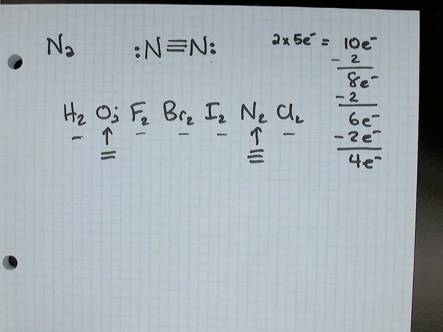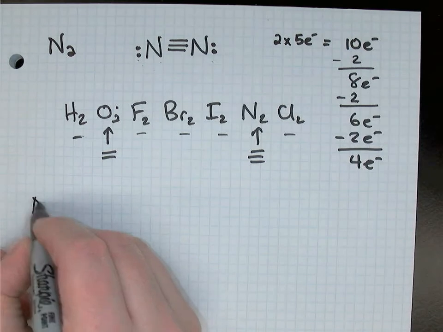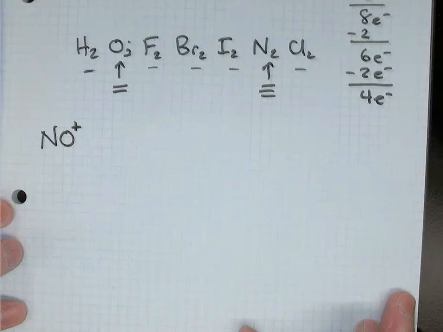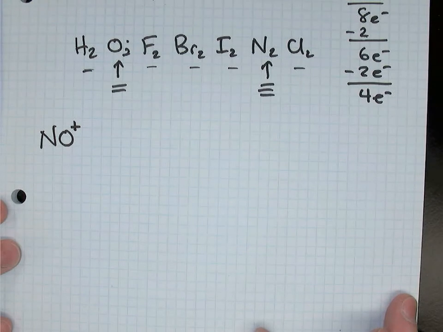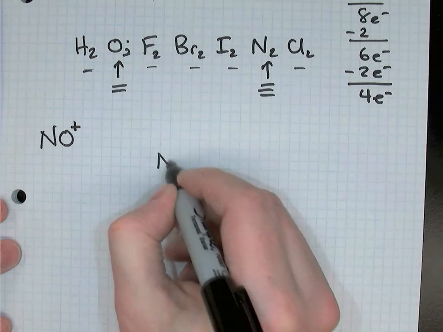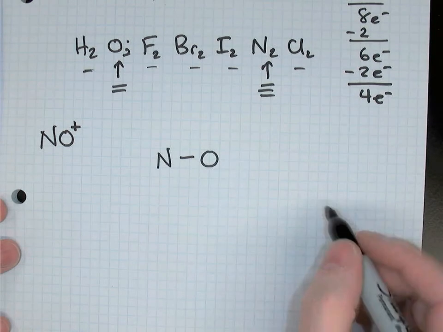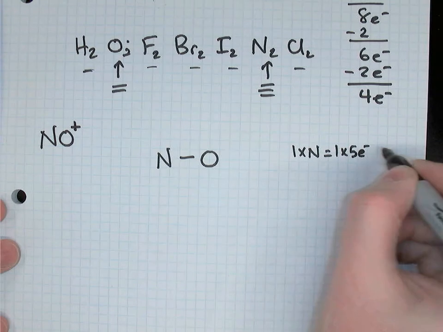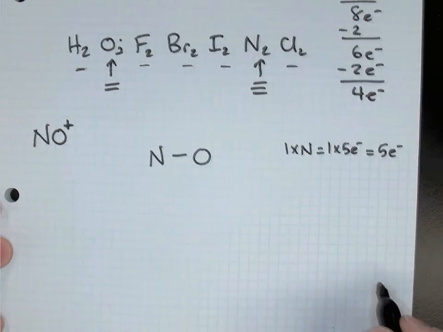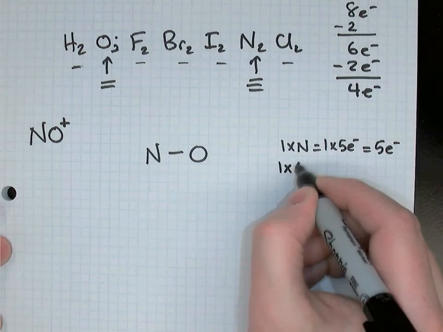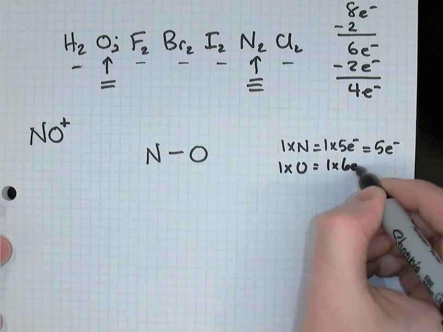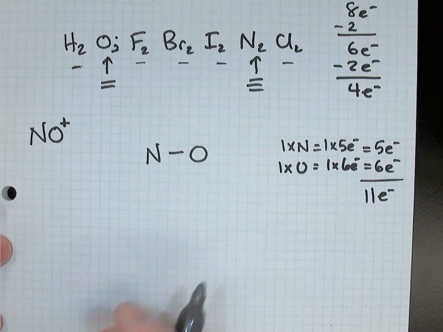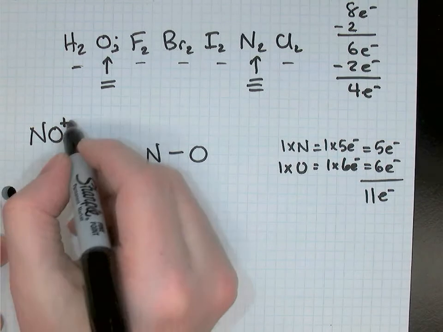If we try and add a molecule now which has a charge, so this is really a complex ion, NO positive, we start in the same way, N-O. We have 1 nitrogen, so 5 electrons is being brought to the molecule from nitrogen, 1 oxygen, 6 electrons from oxygen. So it looks like we have 11 electrons to play with. However, this thing has a positive charge.